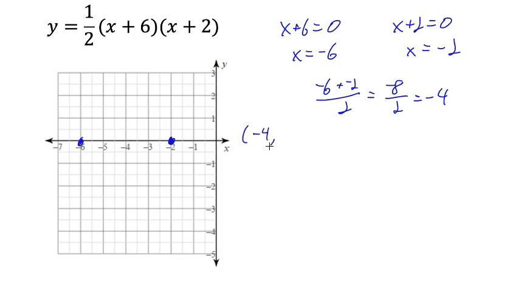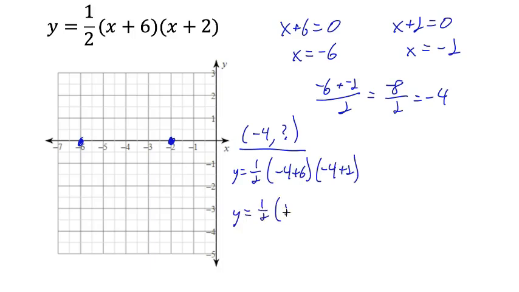So let's figure out the y value of that vertex by substituting -4 into this equation for both x's. One half of 2 is equal to 1. So 1/2 times 2 is 1. And then 1 times -2 is -2. So our vertex has the coordinates -4, -2.